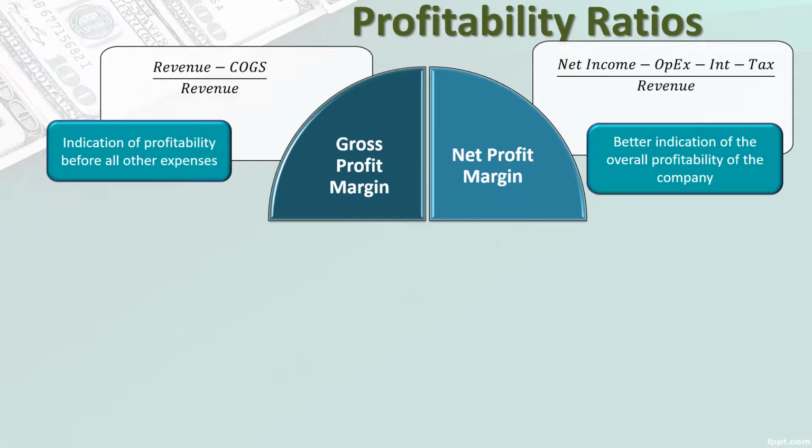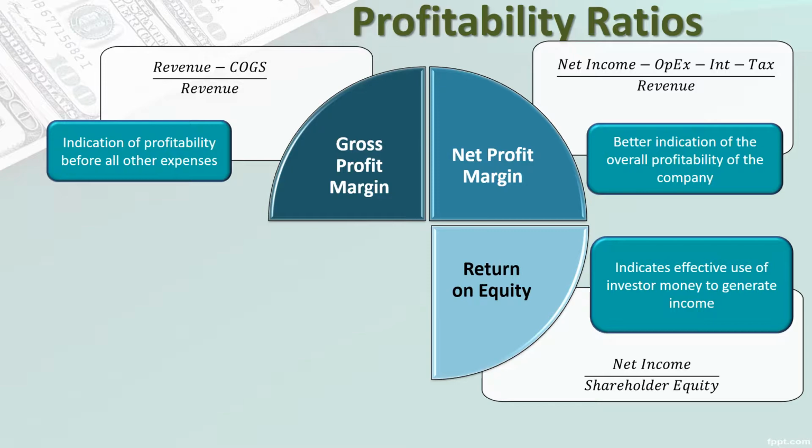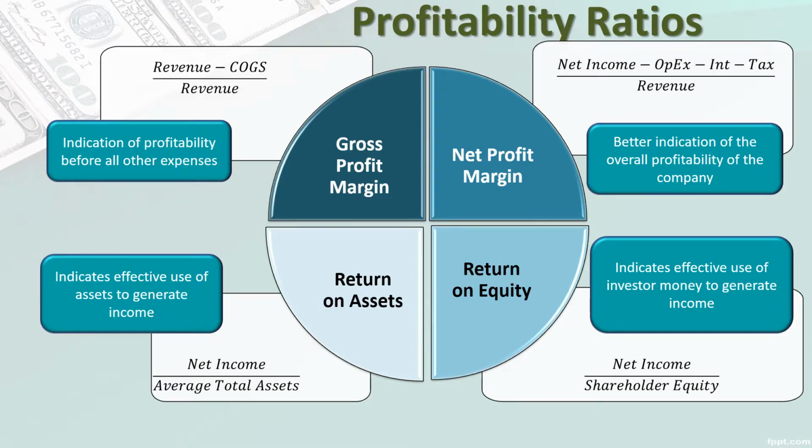Another profitability ratio is return on equity. This is net income divided by shareholder equity. This ratio provides a look at how effectively the company is using its investors' money to generate income. And the last ratio is return on assets, which is equal to net income divided by the average total assets. This is a measure of how effectively a company is using its assets to generate income.